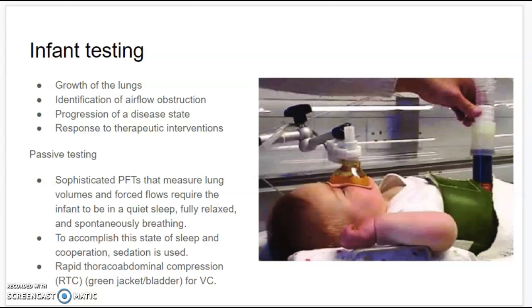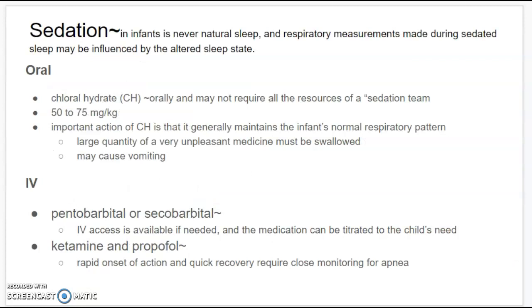So in order to do that, our patient needs to be sedated. The respiratory measurements made during sedated sleep then are going to be influenced if that sleep state is altered. So if we get them too sedated and it affects their breathing, then that's going to affect our testing results. So part of our job is going to be to recommend or select one of the most appropriate sedations. The best one for infants is chloral hydrate.